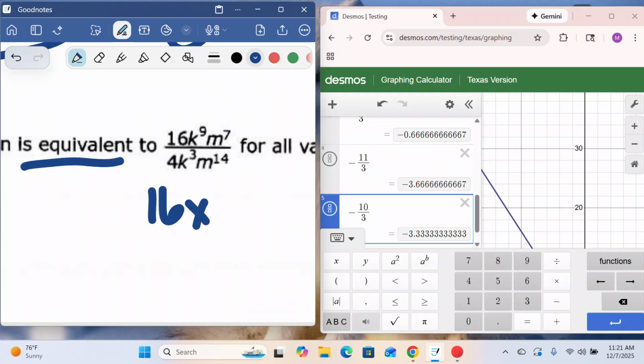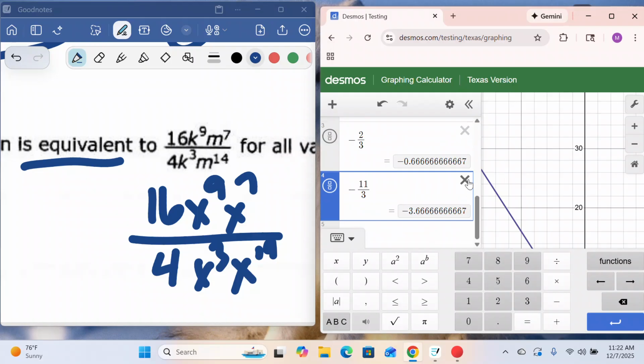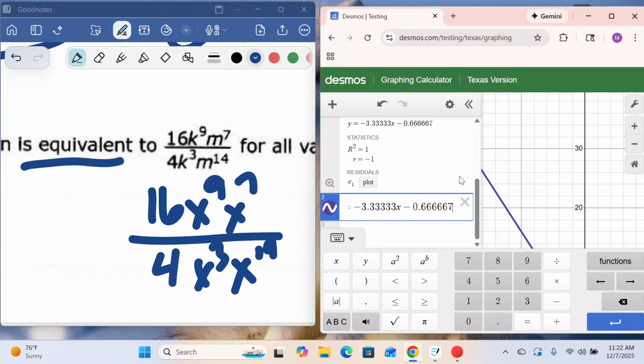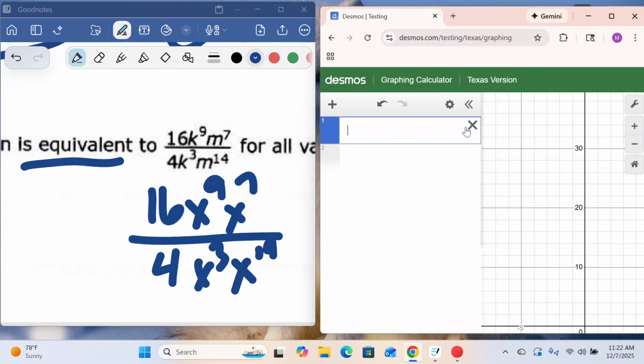So we do x to the 9th, x to the 7th, all divided by 4, x to the 3rd, and x to the 14th. So all I'm going to do is change every single thing to x's. So let me get my Desmos and input it the way it gives it. So I'm going to go ahead and input my x value.